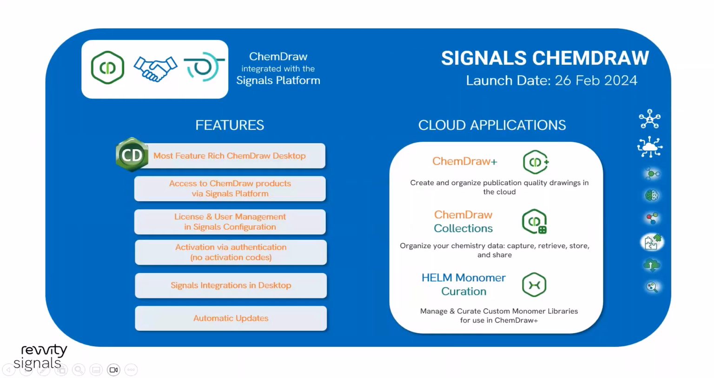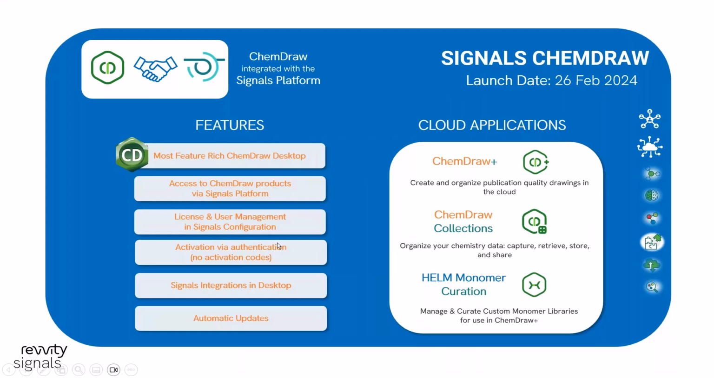Signals ChemDraw was launched in February 2024. It combines the ChemDraw desktop solution with cloud-native applications, like I said before. The first thing that I wanted to say is that with Signals ChemDraw, we get the most feature-rich ChemDraw desktop version. You will have access to all the different ChemDraw products via the Signals platform.